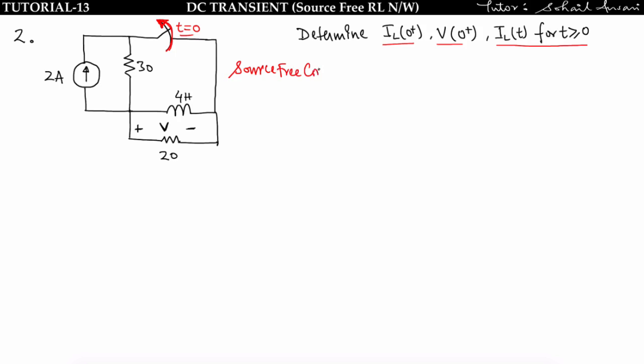Now what are the steps required to find any response at any state? We have to make the three circuits: at t equal to 0 minus, at t equal to 0 plus, and at t greater than 0.